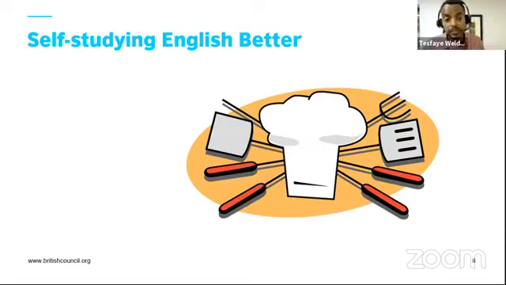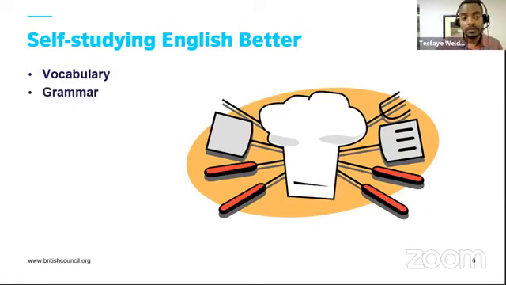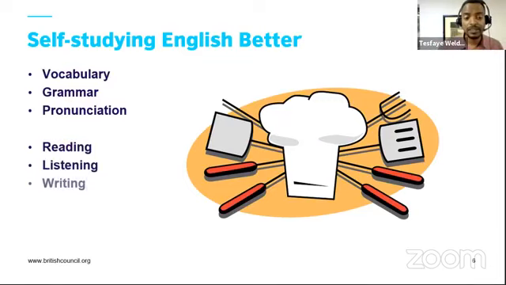So we'll cover a few points today: vocabulary, grammar, pronunciation. So we'll have some tips around the systems of language, and we'll also look at skills: reading, listening, writing, and speaking. And at the end, we'll look at some tools to help you improve your English skills and systems.